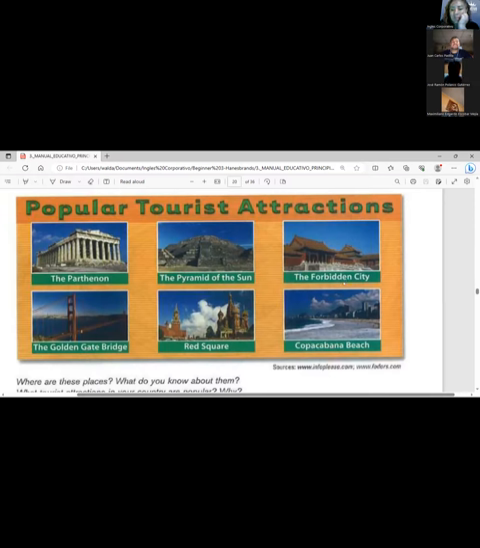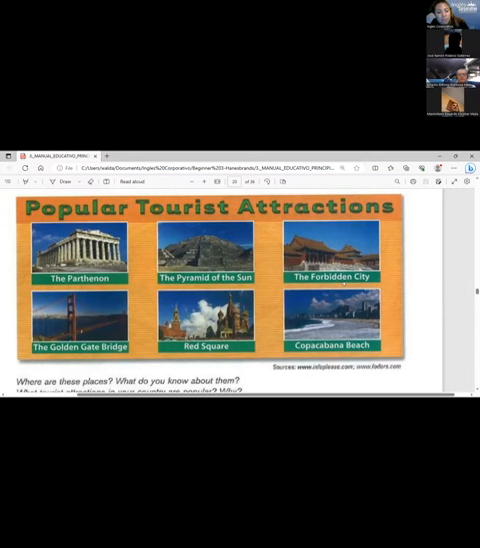The Forbidden City. Do you know where that is? I don't know, but it's about Asian culture, I guess. I think it's in China. Yes, very good. The Forbidden City is in China. Do you know what the Forbidden City is? I don't know. Any idea? It wasn't permitted for many people to go, but that was before. Do you know why? I think because it was where the nobility lived. Yeah, exactly.